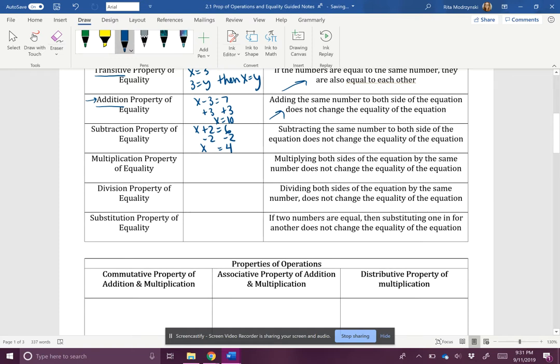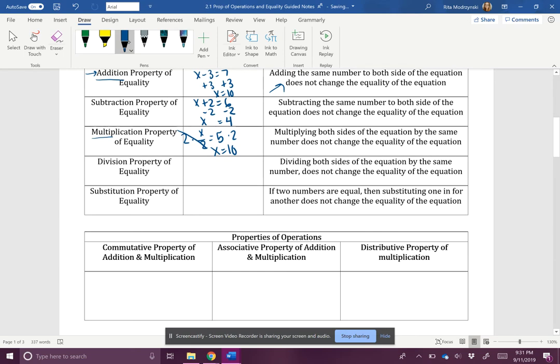The multiplication property of equality, what that is, if we have a number divided by 2, we'll say equals 5, for instance. If we multiply each side of the equation by the same number, that is allowed. We are allowed to do that because of the multiplication property of equality. If we multiply both sides of an equation by the same number, it doesn't change the equality of the equation.